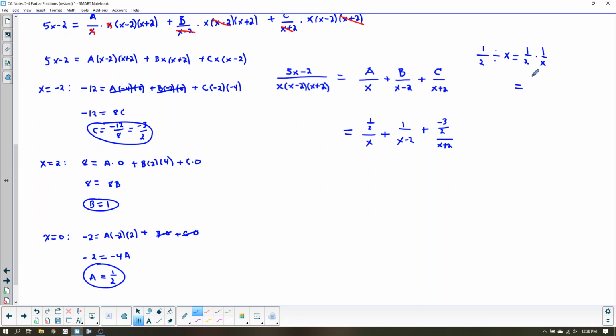Alright, so multiply these, you get 1 over 2x. So that first one is 1 over 2x. Second one does not need to be changed. And then the last one, if you do the same process, is going to be, let's just put the negative out in front of it. Put the negative here, it'll be 3 over 2 times x plus 2.